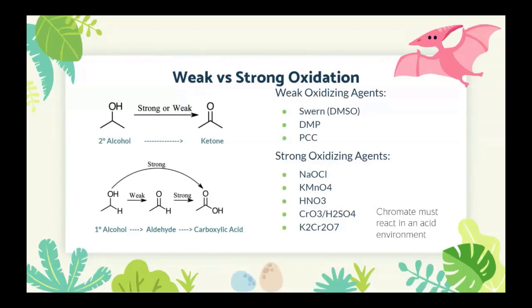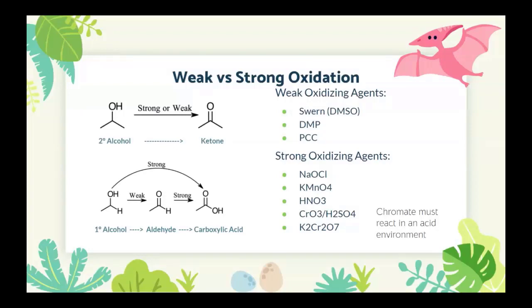So just an overview of some of those oxidizing agents that you'll be familiar with. You're going to be looking at Swern, which is also called DMSO, DMP, and PCC. So those are just some fun ones to remember. But the way I like to tell students is really you're just looking for your strong oxidizing agents, and the ones that are not strong are your weak ones.